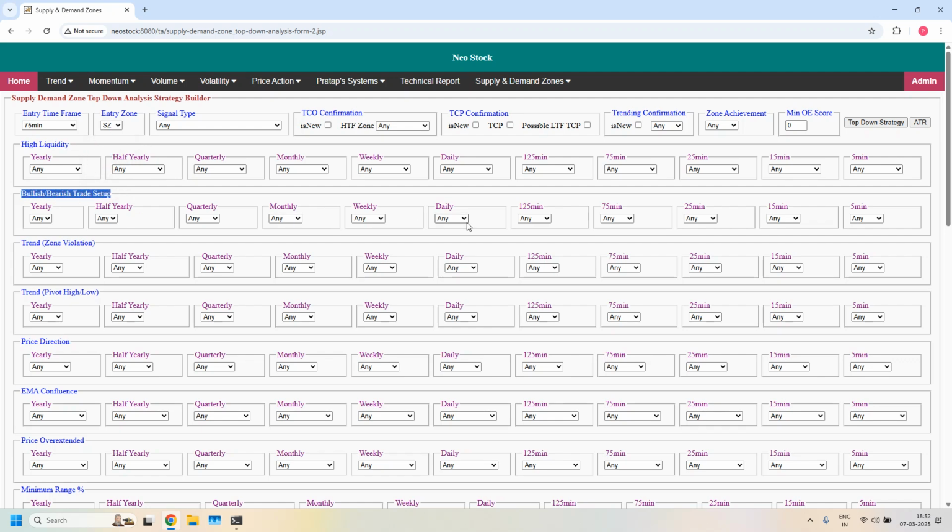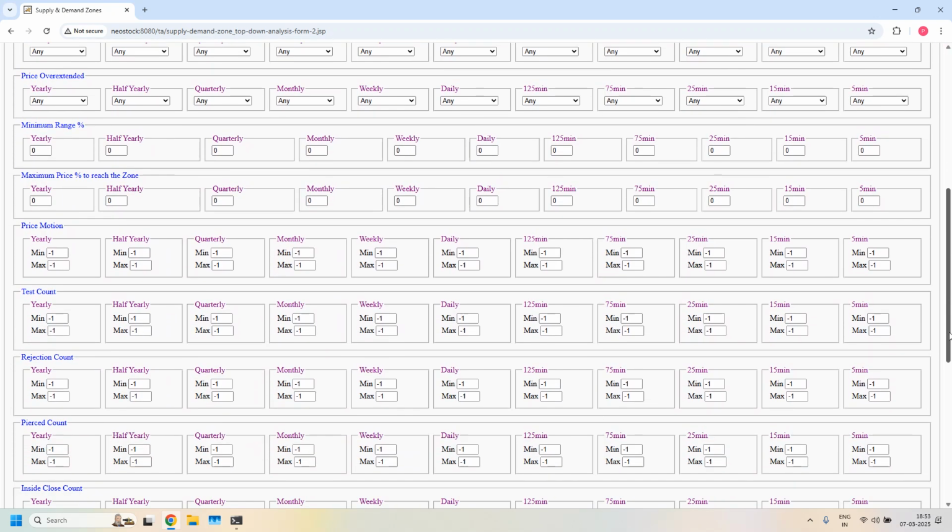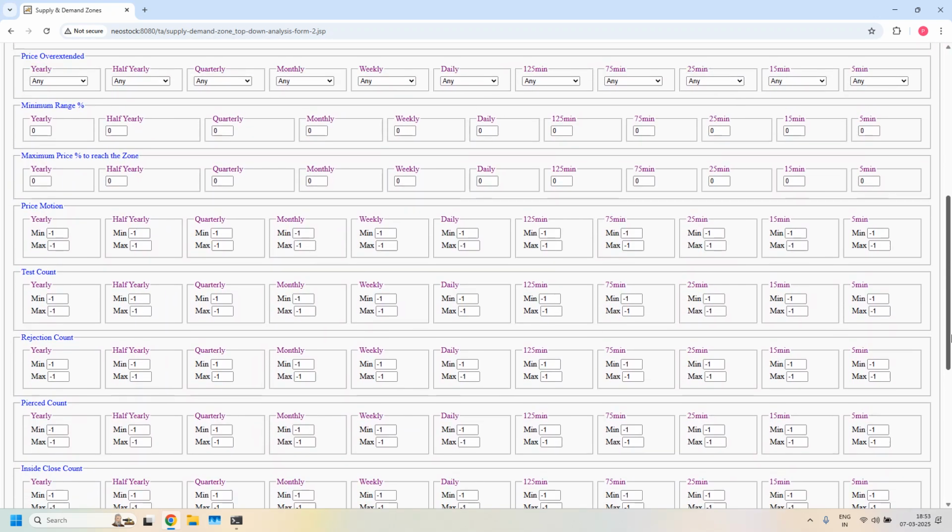And in bullish or bearish trade setup at 75 minutes time frame, I am selecting bearish. Zone achievement should be violated opposing zone. Minimum odd enhancer score should be 12. And pierced count on this 75 minutes time frame, minimum value should be 0, maximum value 0. That means the zone is not pierced.